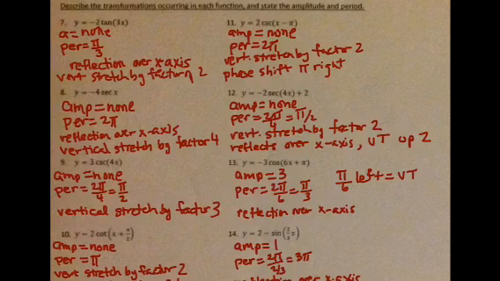13, cosine, the amplitude is 3. Okay, this cosine does have an amplitude. The period is 2 pi over 6 right here, so you reduce it to pi over 3. You set this equal to 0, the argument, and you get pi over 6 to the left for vertical, not vertical translation. I was too tired. It's for phase shift. Okay? And then reflection over the x-axis because the A is negative.